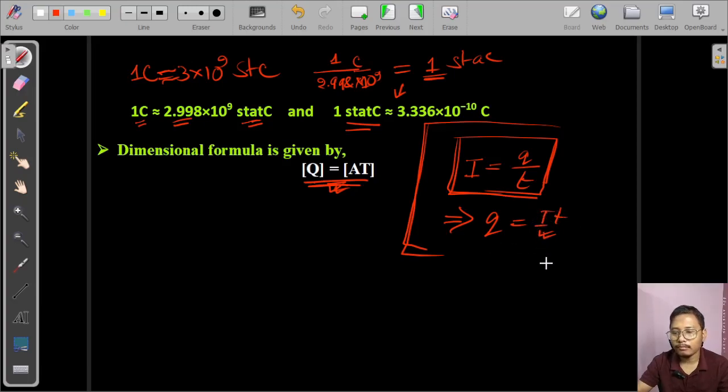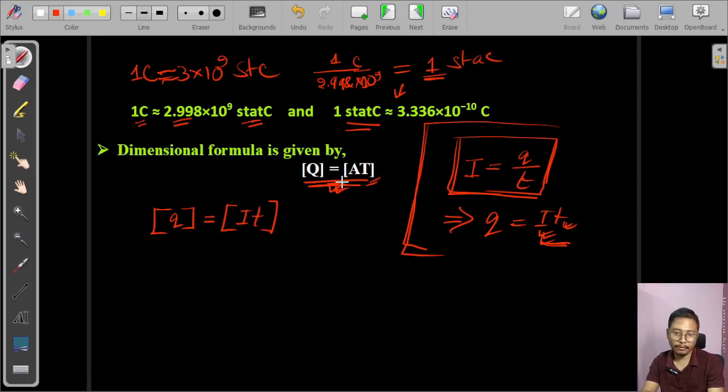This I is a physical quantity and the time is also a physical quantity. They are fundamental physical quantities, right? So with the help of these two fundamental quantities, we can get the expression of the dimensional formula. This way, I t, you can remove this bracket, you can write like this. Understood? So let's proceed to the next one.